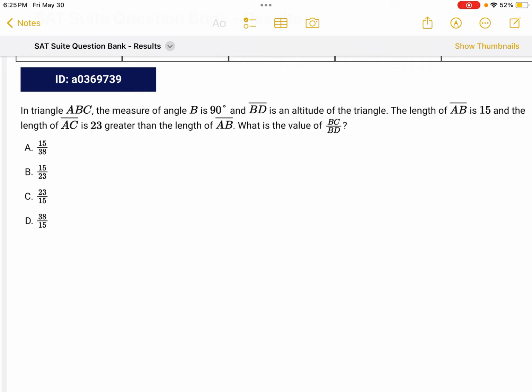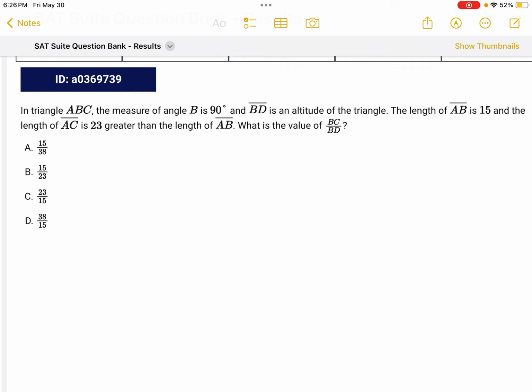Okay, this is a good problem to end on. I encourage you to pause the video and try this out for yourself before I reveal the solution. It involves a bunch of triangle concepts: similar triangles and some trig ratios. So yeah, I recommend you try this out before you see the solution.